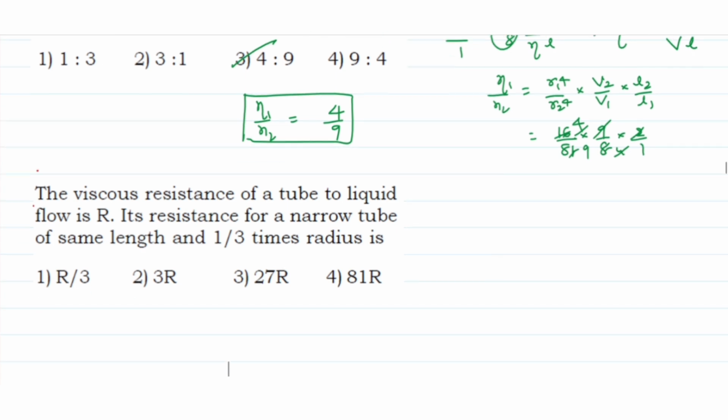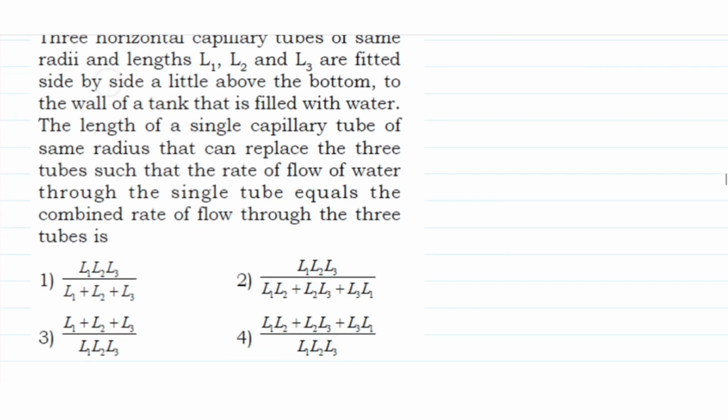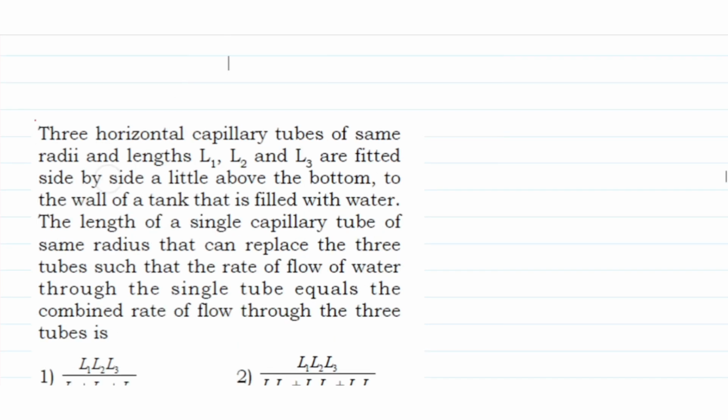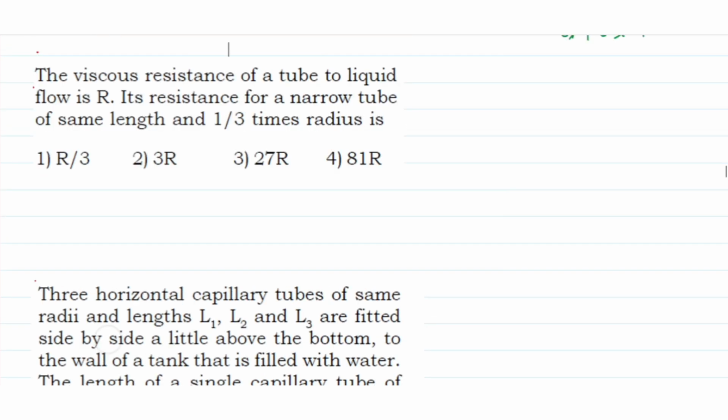The next question says the viscous resistance of a tube to liquid flow is R. Its resistance for a narrower tube of the same length, with 1 by 3 times its radius, is asked. So here they are talking about the resistance.